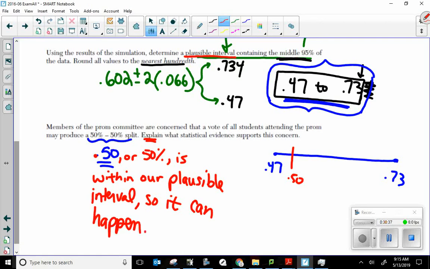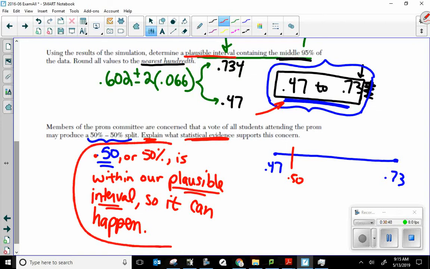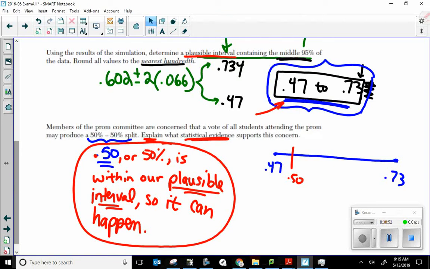So they say it says to use statistical evidence. You're using your plausible interval from step 1 here. That's your statistical evidence, and this right here is your answer. You don't need the number line. The number line I just put up to give you a visual. This that I just circled is your answer.